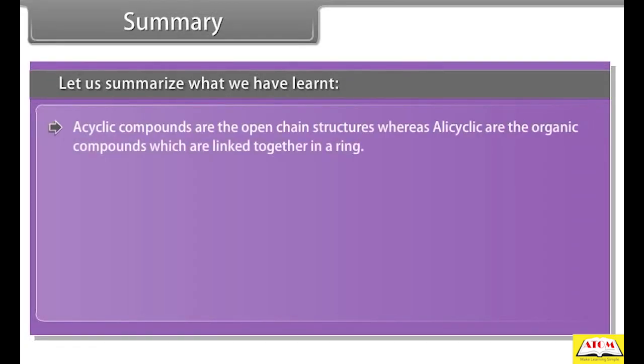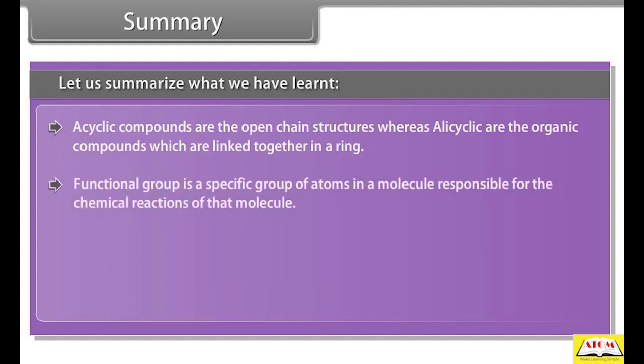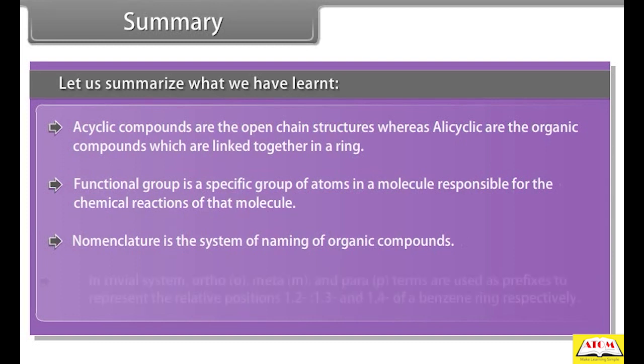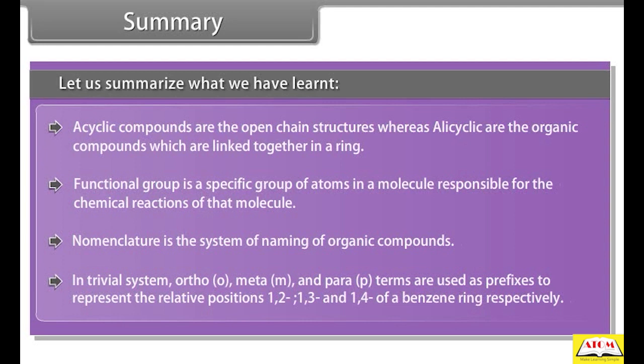Acyclic compounds are the open chain structures, whereas alicyclic compounds are the organic compounds which are linked together in a ring. Functional group is a specific group of atoms in a molecule responsible for the chemical reactions of that molecule. Nomenclature is the system of naming of organic compounds. In trivial system, ortho, meta and para terms are used as prefixes to represent the relative positions 1,2, 1,3 and 1,4 of a benzene ring respectively.